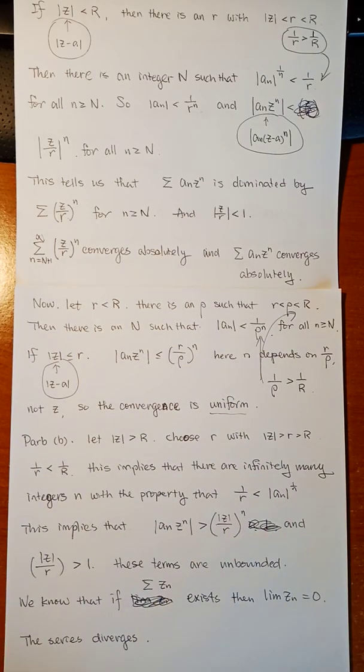So we proved part B: if z minus a has absolute value greater than r, then this power series diverges. The power series itself diverges. All right? Okay, thank you.